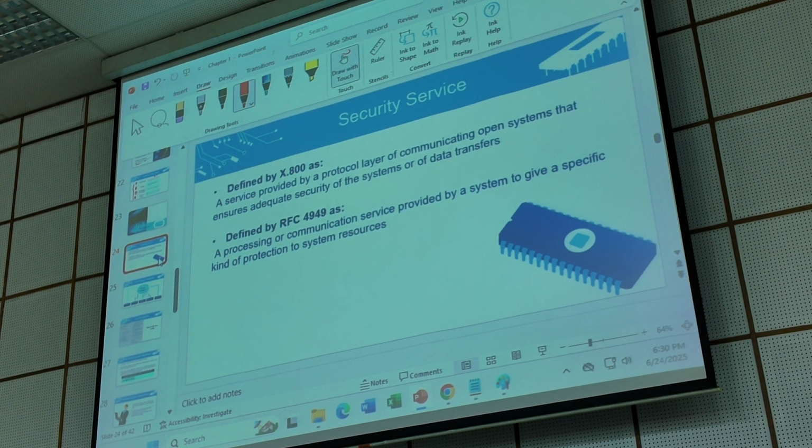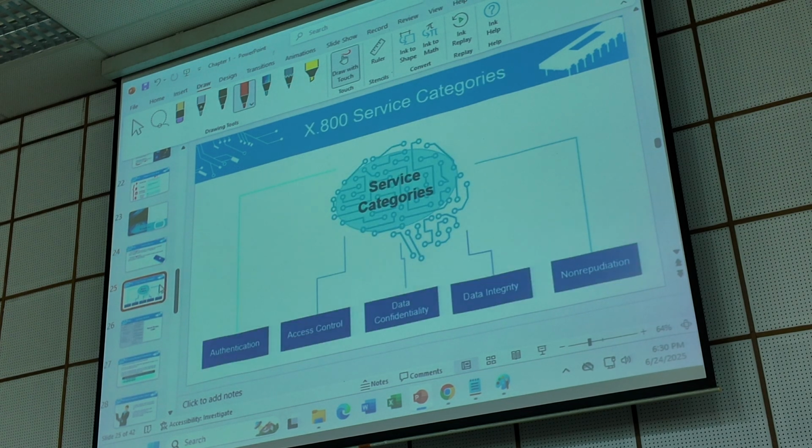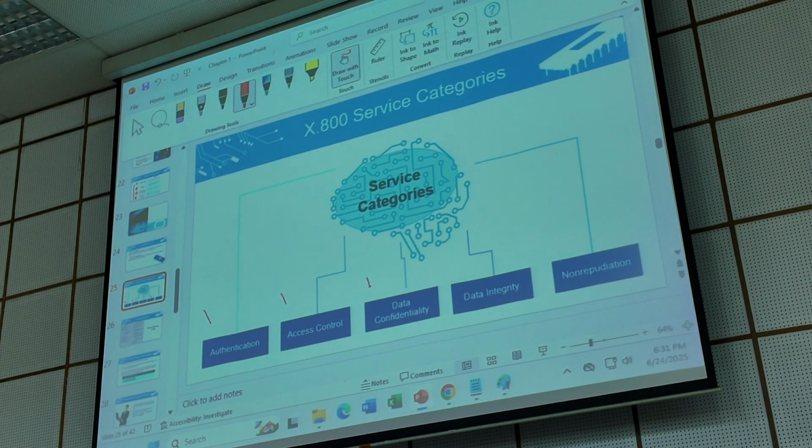Okay, just now I mentioned the security services and security mechanisms. All this is to prevent the attacks. From here, the definitions come from X.800 and RFC 4949, both of which are standards. In the standard, they list down the security terms and also the definitions. For X.800, they mention that security services are classified into authentication, access control, data confidentiality, data integrity, and non-repudiation.